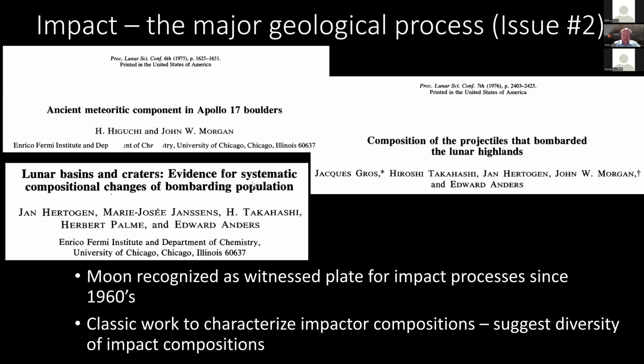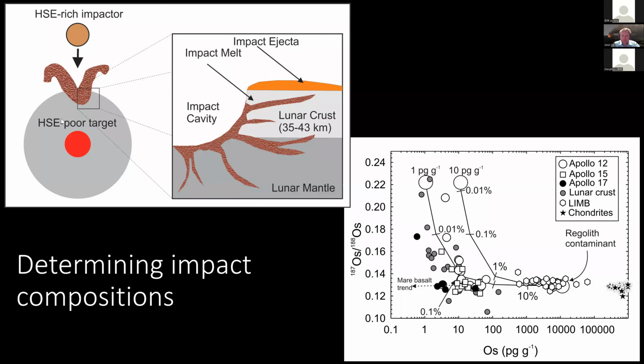The idea is shown here or portrayed in this diagram, where you have a highly siderophile element rich impactor striking the moon, which is a highly siderophile element poor target. It splays out material, either in the form of ejecta blanket material or impact melt that is intruded into the crust and mantle of the moon. And from this, you can determine impactor composition.